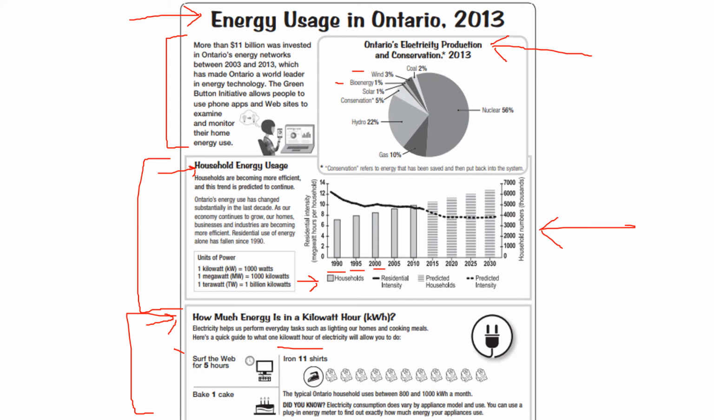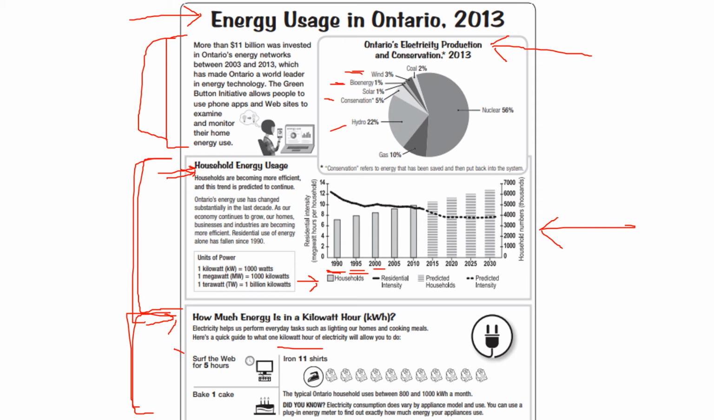I just go through: okay, energy use in Ontario. Okay, introduction, great. Here's a graph about production and conservation. The different types of energy, wind and conservation, hydro. Great. Second section, household energy use. I can see the years on the graph, so it's going to be the energy use throughout history. And my third section is how much energy is in a kilowatt hour. There, I just did one for you as an example. That took me 10 seconds.